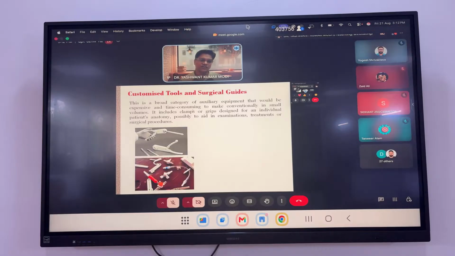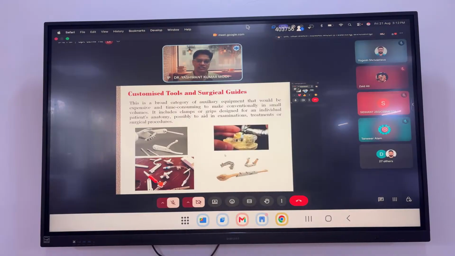And for a specific task, a specific type of devices and tools can be fabricated, as you can see on the screen. These surgical guides can also be printed using 3D printing technology. Or if we want to make certain holes in the bone, then this kind of fixture can also be printed.